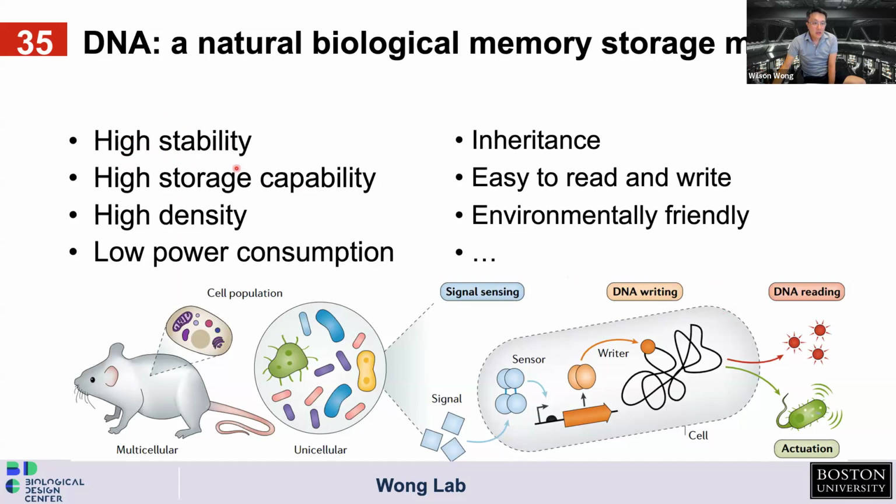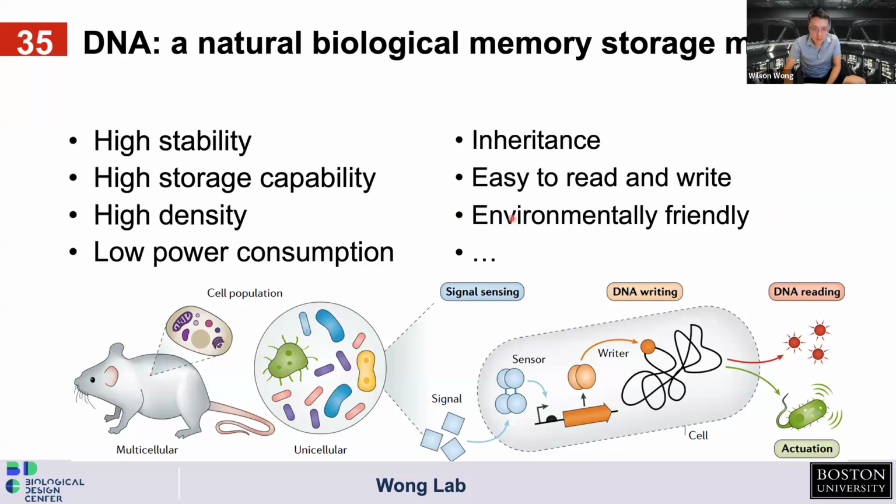So yeah, high stability, high storage capability and density, power consumption is low, right? You can copy it, you can inherit it to the next state, and it's easy to read and write. It depends, you can always sequence them, but there are also restriction enzymes and ways you can tell whether things got modified or not. And then it's environmentally friendly, it's easy, it doesn't take a semiconductor plant to make a DNA memory device.